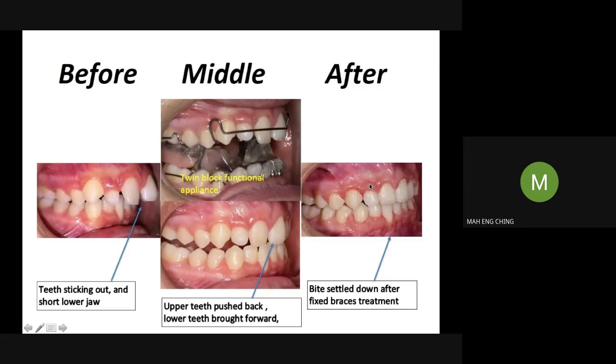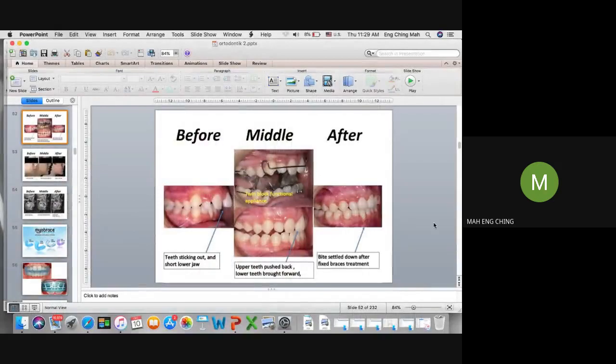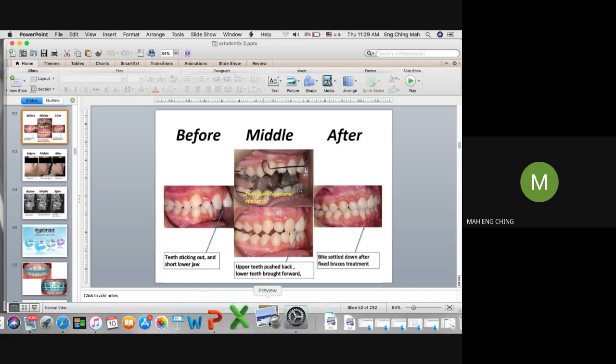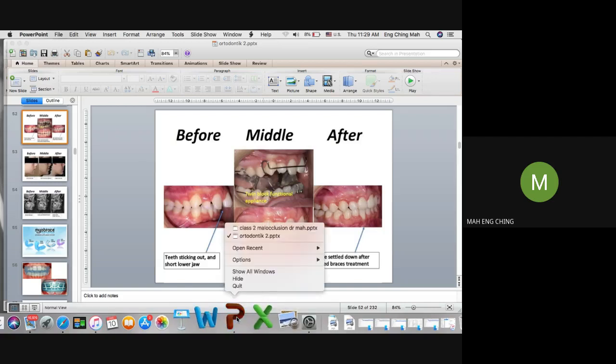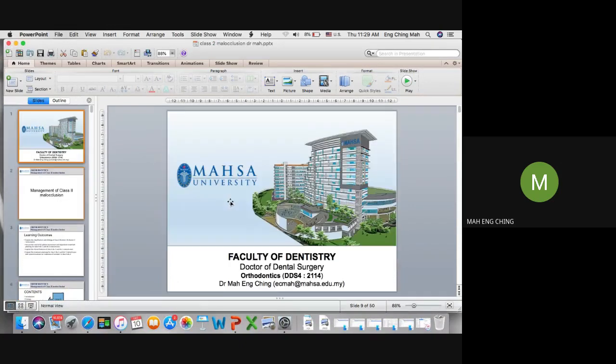So if you start functional, it just reduces the overjet. It doesn't solve your crowding problem most of the time. So you have to deal with the fixed braces later. Any questions? No questions? So no question, then maybe we go back to the outcome.